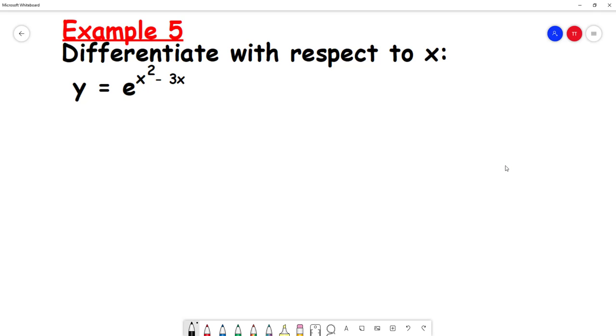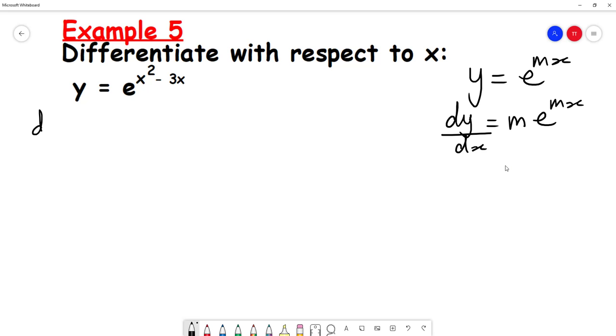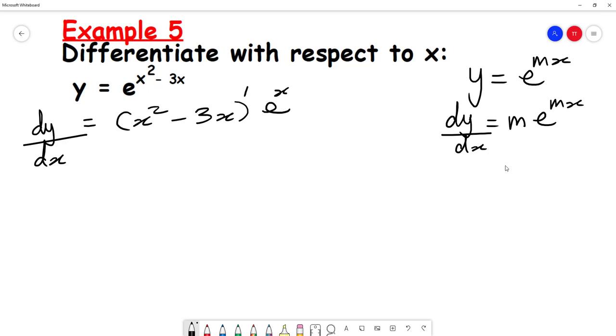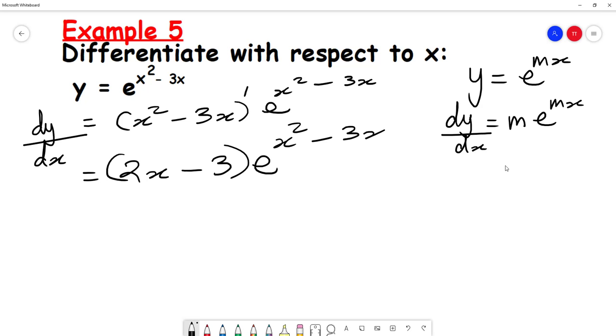Now, when you've got a function e to the power of x, I'm going to write it as y equals e to the power of mx. So when we differentiate this, we differentiate mx, which would be m, which is the differentiation from x. And then it'll be e to the power of mx. So in our case, dy by dx, our function is x squared minus 3x. So you bring that down, and I'm going to write a dash here, which means to differentiate that function, e to the power of x squared minus 3x. Now when I differentiate x squared minus 3x, I end up with 2x minus 3 times e to the power of x squared minus 3x.